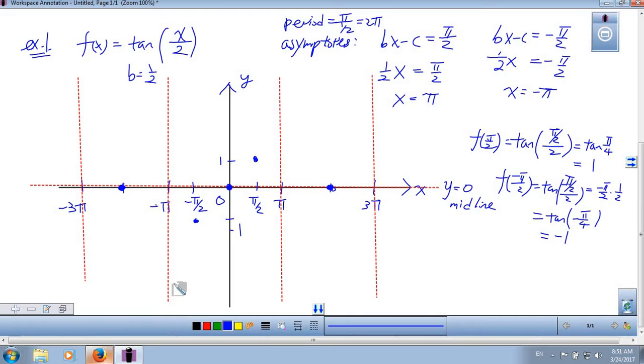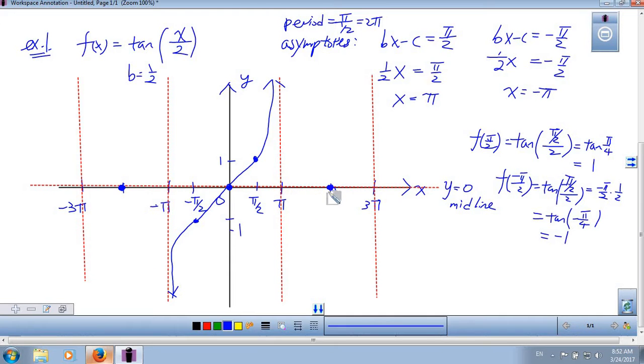So I know this graph comes from negative infinity, across close to the asymptote, and then comes through this and goes up like that. Okay, so this is just a rough sketch. So let's go ahead and try to do it one more time.